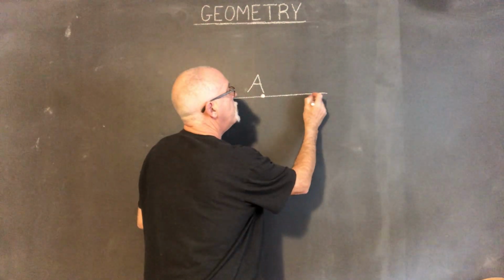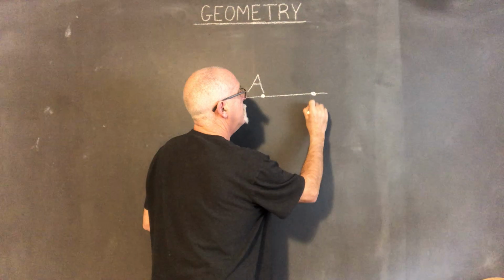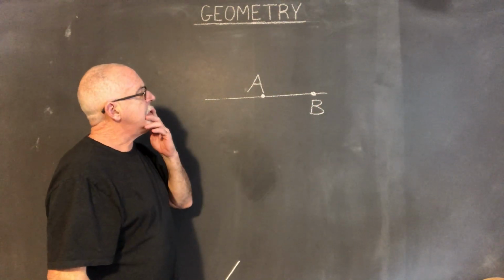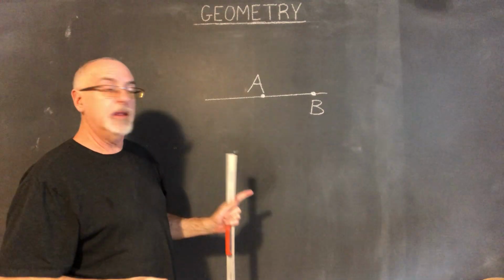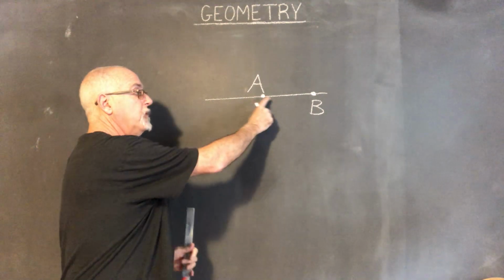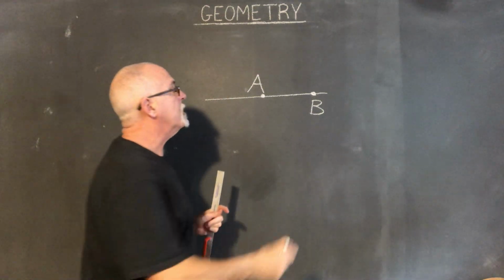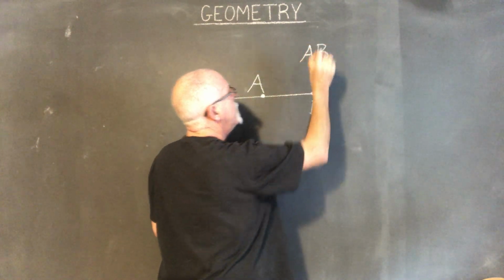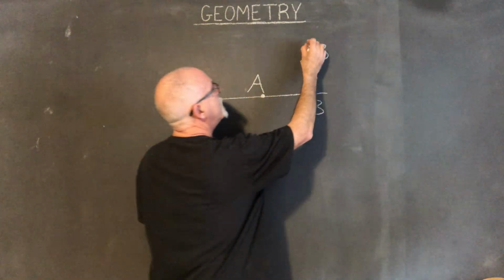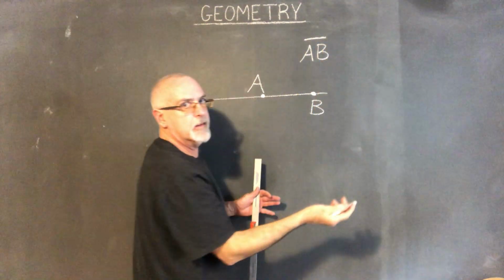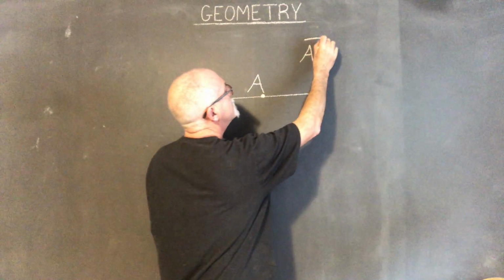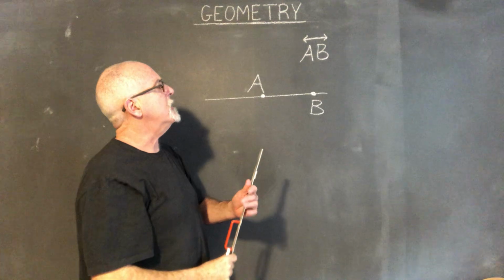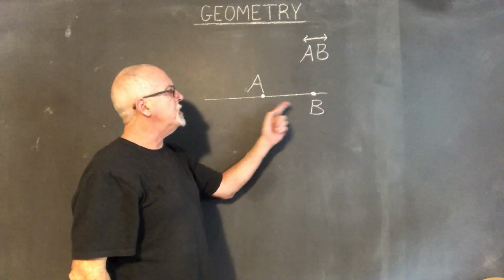I can put another point on this line, and I can give it a name as well. I'll call this one B. And I can denote a line by giving it a name. By putting 2 points on the line, it helps me to give a name to the line. I can say this is line AB. And then the notation we would use for that is we draw a line across the top of the letters, and we put arrows on both ends. And then people can see, okay, this is a line called AB. It has point A and point B on it.